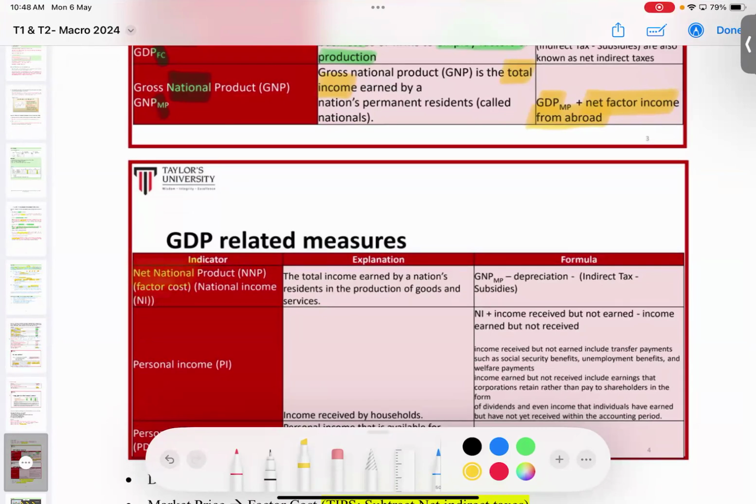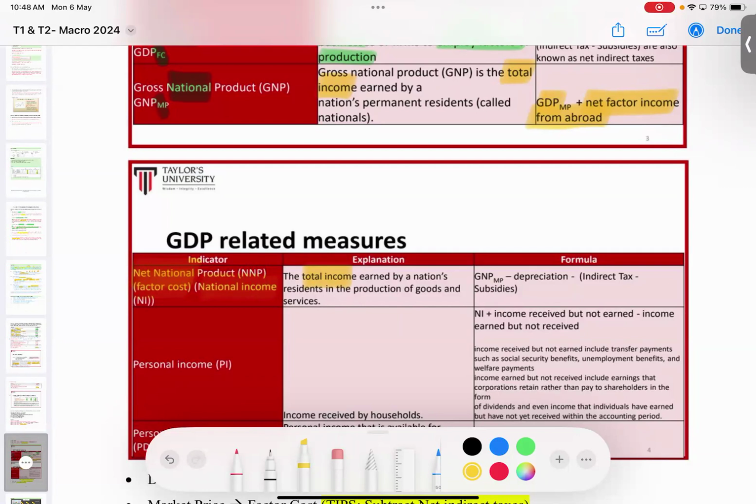factor costs, or sometimes they call it national income. So let's say they want to calculate net national income. Here we refer to the total income earned by a nation's residents in the production of goods and services. Again, it's about the income. The difference here is because we say net, the word net, so we need to minus out something.